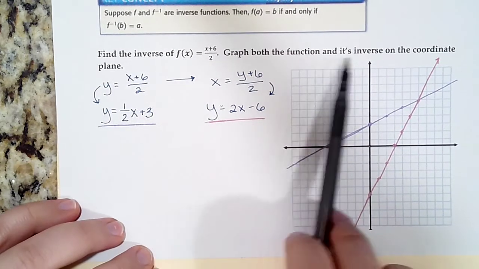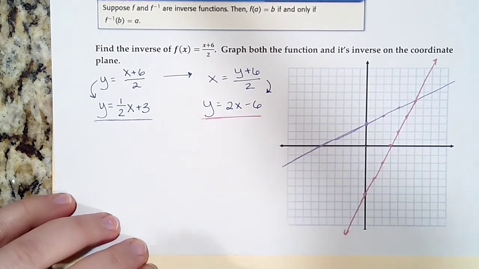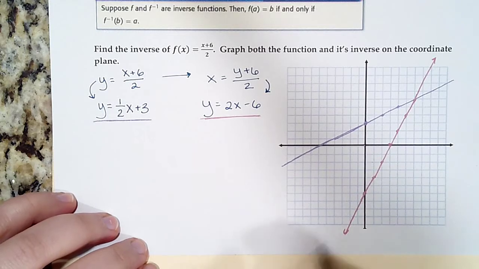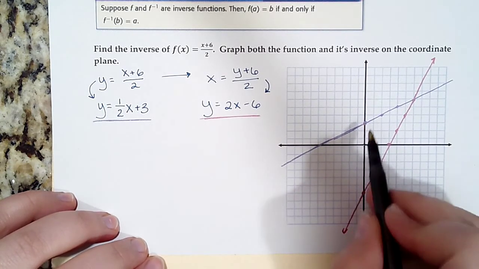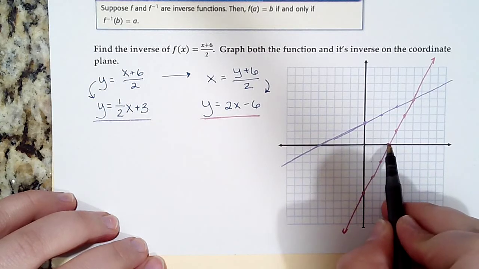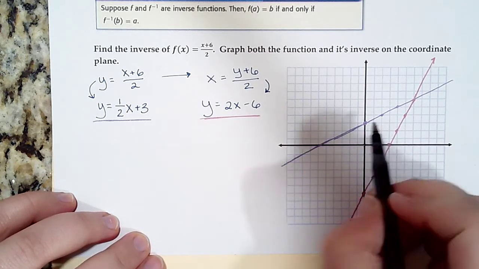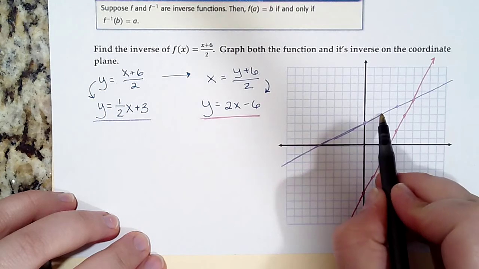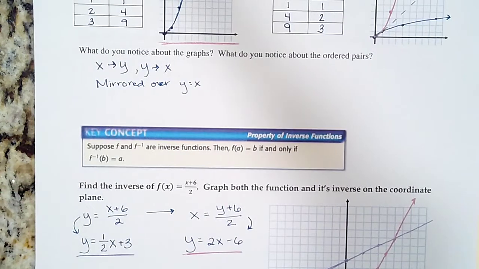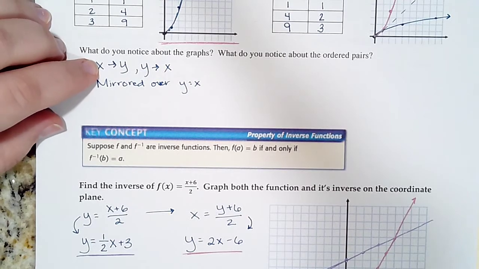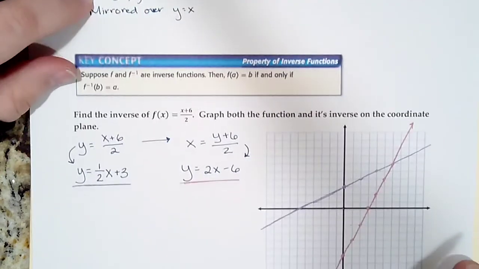Now, since we've graphed them, let's see if it still follows our rules. This point is at 0, 3. On my inverse, it becomes 3, 0. This point is 2, 4. On my inverse, it becomes 4, 2. So it already follows the rule of my y's equaling my x's and my x's equaling my y's.